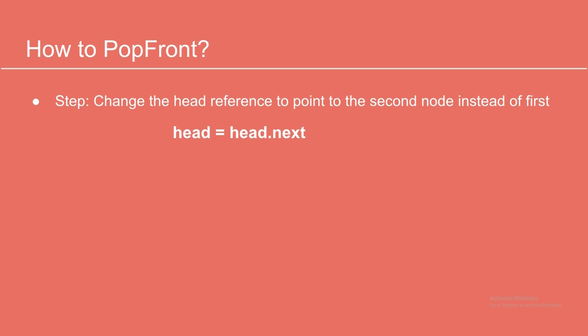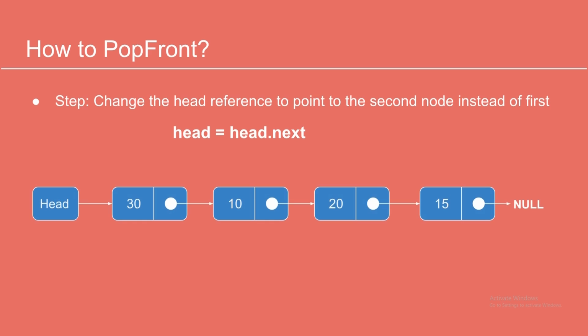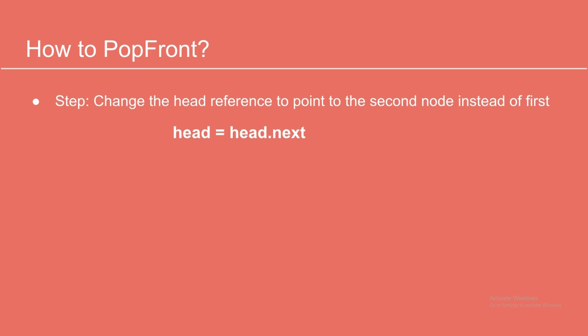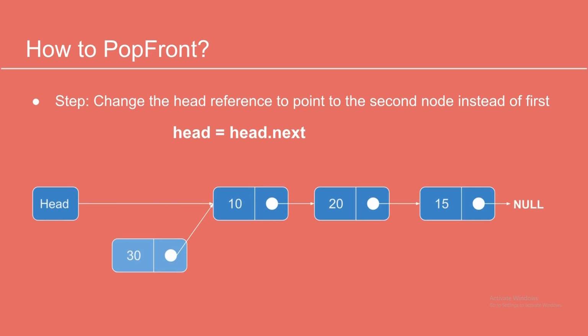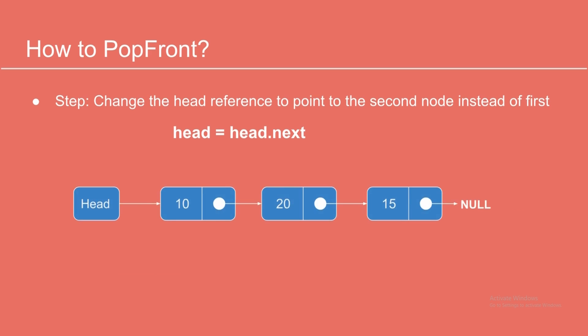Let's say we are given the following list. After performing this step, the head will now refer to the node 10 instead of the node 30. Since there is no reference left for the node 30, it will automatically get deleted by the garbage collection. So here is our final list after PopFront.